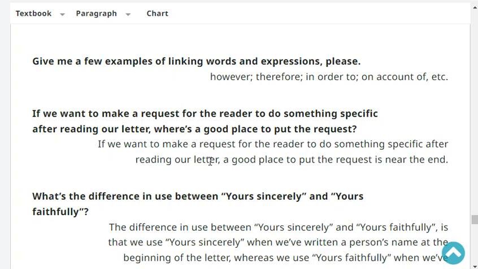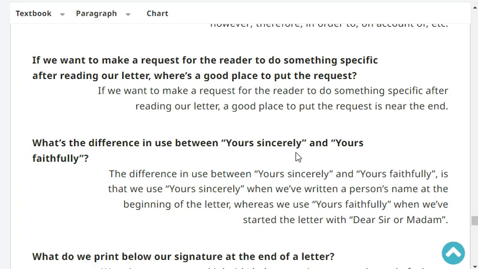Give me a few examples of linking words and expressions, please. However, therefore, in order to, on account of, etc., are a few examples of linking words and expressions. Right?